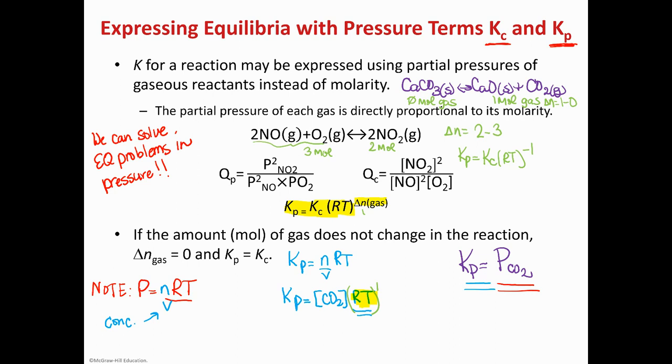So in other words, Kp and Kc are always related by a factor of RT, but how much Kp changes from Kc through this RT correction factor depends on how many moles of gas are on each side of the reaction.